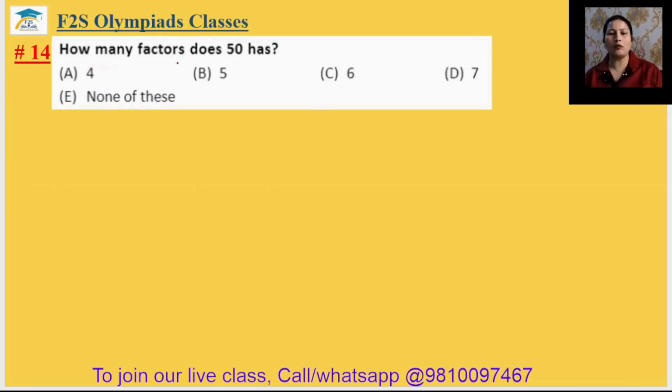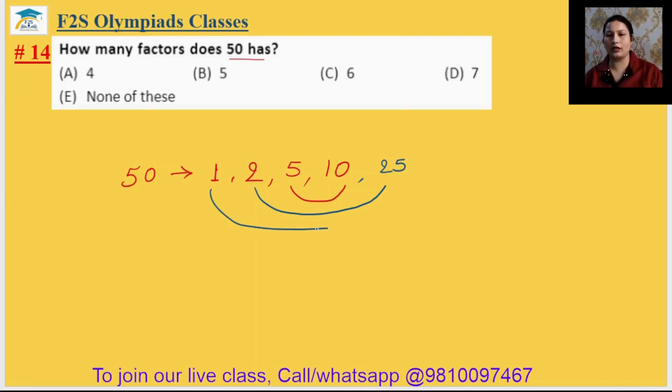Question number 14. How many factors does 50 have? To count the factors, write the factors of 50. 1, 2, 3 cannot be. 50 cannot be divisible by 4 also. 5 will be. Now 6 cannot be. 7 cannot be. 8 cannot be. 9 cannot be. Now 10. So 10 fives are 50. We found the rainbow. We have to just find the pairs now. 2 twenty-fives and 1 fifty. How many factors are there? 6 factors. The 14th answer is option C.